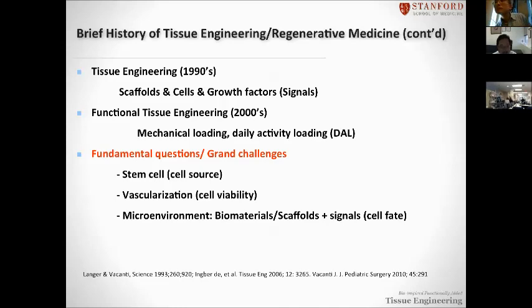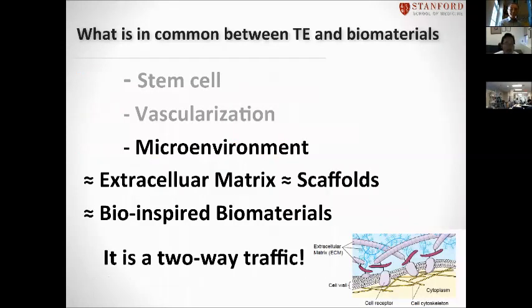So how we deliver signal into the cell at the right time, right location, right dosage, right kind is very challenging. So right now, in our field, we are working on three fundamental questions. What is in common between a tissue engineer and the biomaterials as a micro or macro environment? Somehow the macro environment has some interexchange, like the extracellular matrix or the scaffold or bio-inspired biomaterials. So it's a two-way traffic.